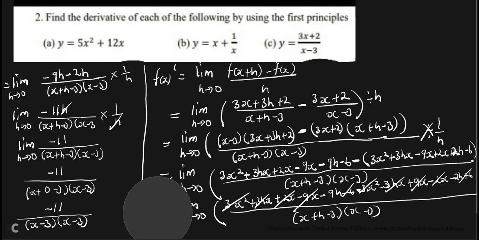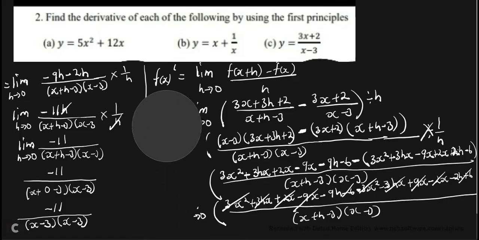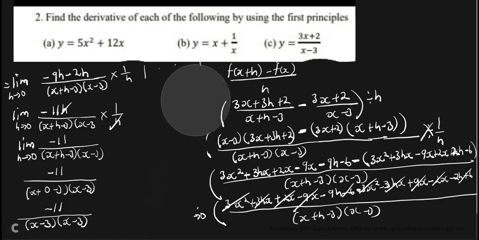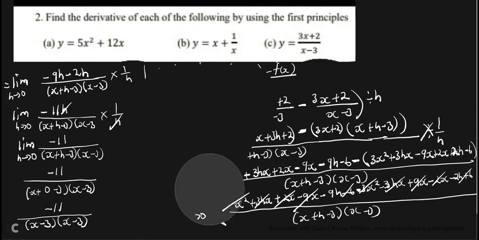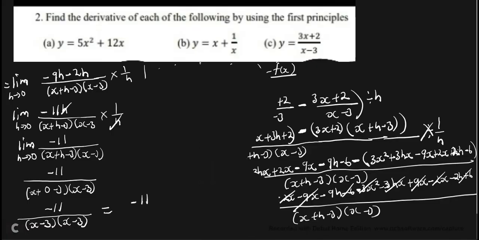From there, the final answer will be equal to negative 11 over x minus 3 squared. Why are we putting squared? Because we have two of these, so we have to put the square. So this is how you differentiate when using the first principle.